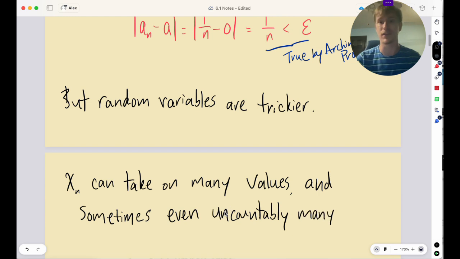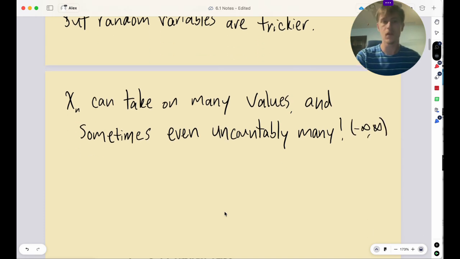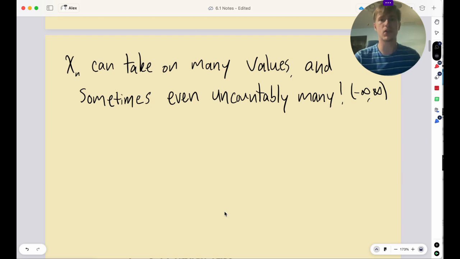Perhaps X sub n is someone's height. And obviously, someone's height is probably going to be somewhere between 4 and 7 feet, but there's a continuum in there. So it could be something like that. It could be scary. Okay, so this kind of begs the question, well, how do we make sense of the statement X sub n converges to X?